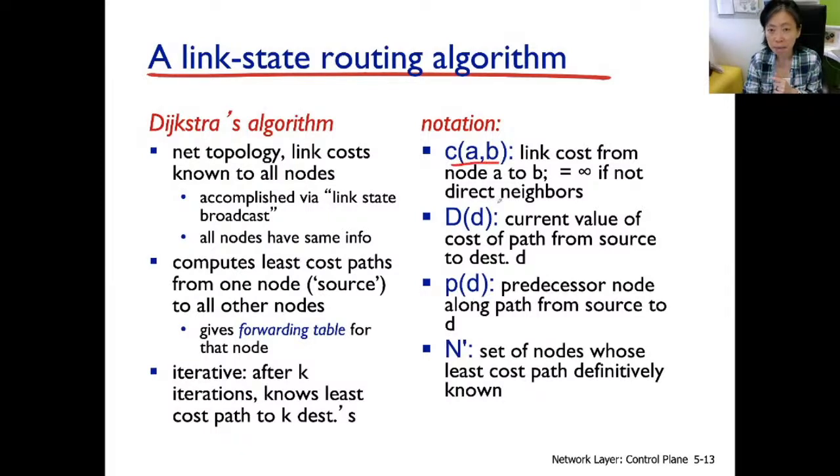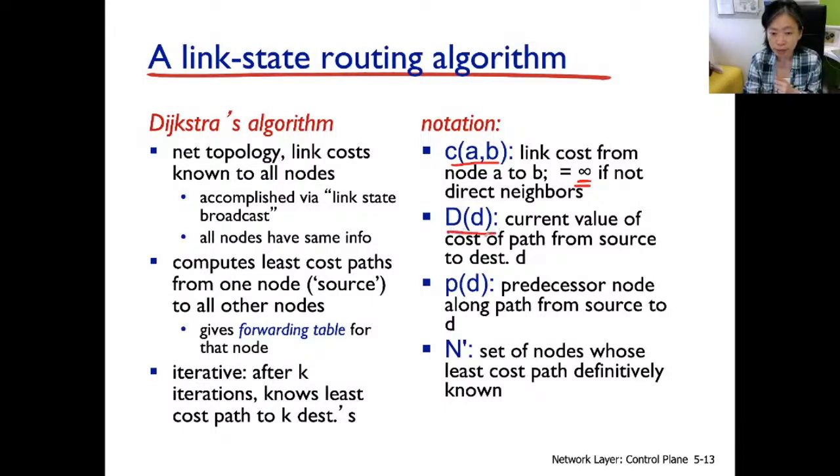First is c(A,B). This is the cost of the link connecting router A and B. You should know that already. What's a little bit surprising to you is this: the cost c(A,B) could be infinite, because there's no direct link connecting the two routers, and therefore the cost is infinite.